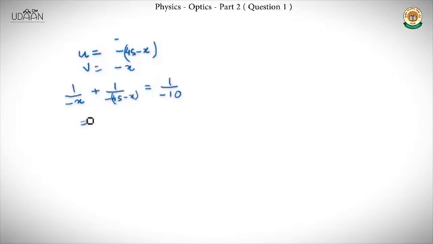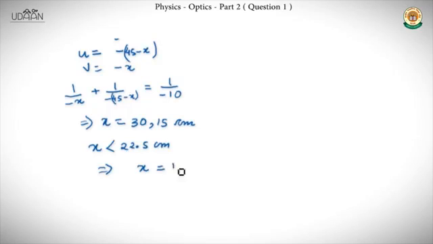From here, we get a quadratic equation in x, and we get two values of x, which are 30 and 15 centimeters. Now, in the question, it is given that the object is between the mirrors. So x should be less than 22.5 centimeters. So, this gives a single value of x as 15 centimeters.